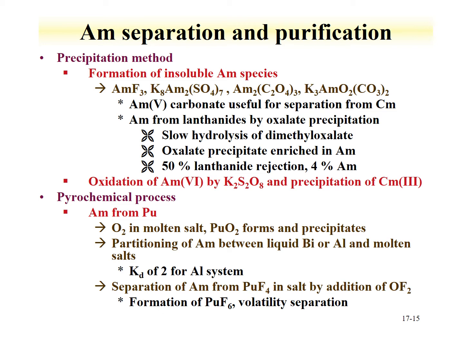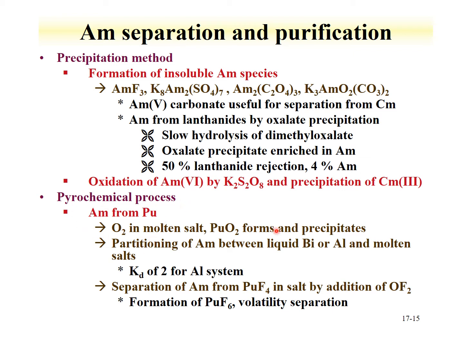Other routes for precipitation include americium-6 and the precipitation of cerium-3. So in this route, the hexavalent state is soluble, where cerium, as a trivalent, could be precipitated by such species as the fluoride.